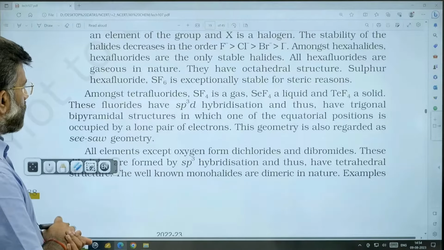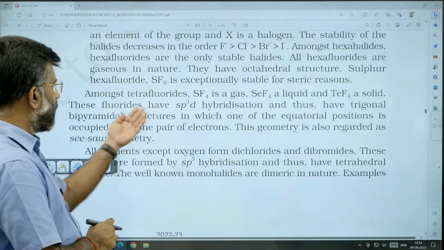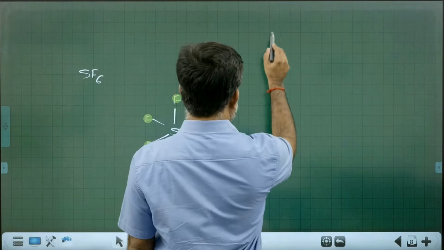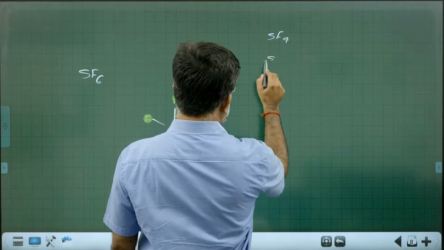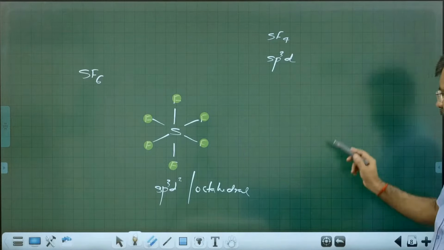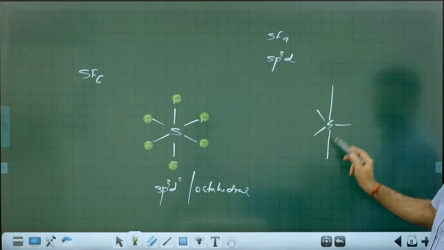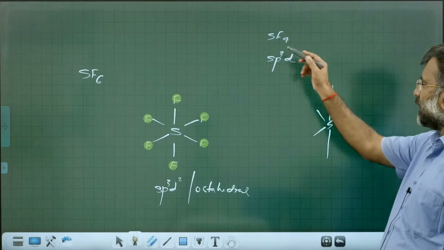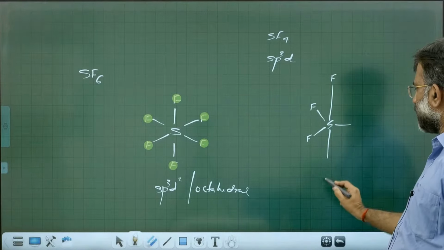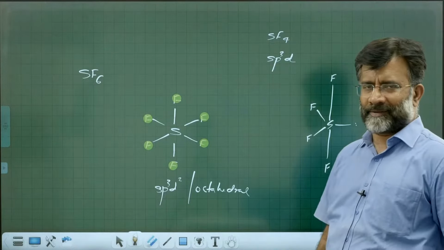Among tetrafluorides, SF4 is a gas, SeF4 a liquid, TeF4 a solid. They have sp3d hybridization, for example SF4. How does SF4 come about? It is sp3d hybridization: 1, 2, 3, 4, 5. SF4 has one fluorine here, one here, one here, and one here, and a lone pair here. I am sure all of you understand what the geometry is.